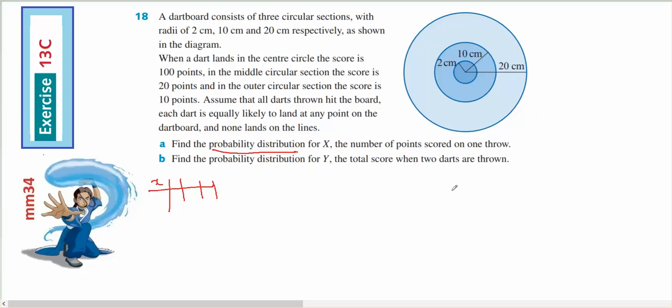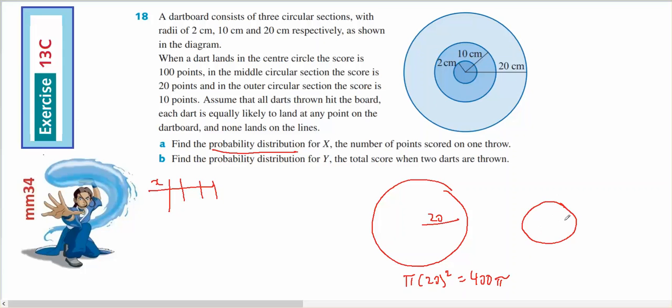Okay, so if I consider the large circle, that has a radius of 20. Therefore, it has an area of pi times 20 squared, or 400 pi. If I look at the middle circle, it has a radius of 10. It has an area of 100 pi. And the small circle in the middle has a radius of 2. It has an area of 4 pi.